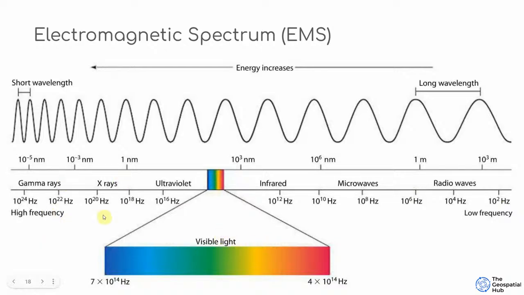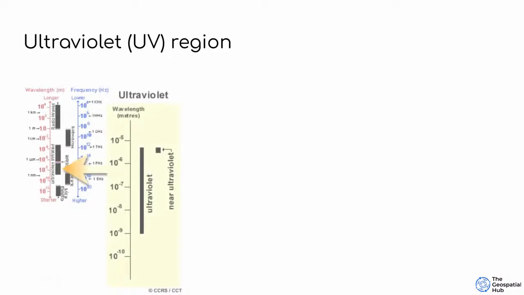We'll talk about each of these regions briefly and how they are useful to our course in remote sensing. The first one we'll be talking about is the ultraviolet portion of the electromagnetic spectrum.